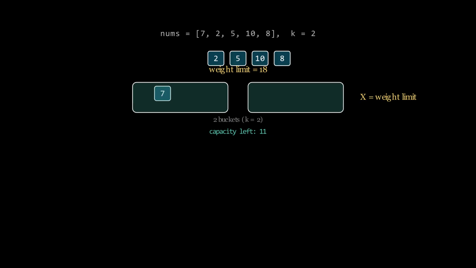Put 7 in the first bucket. Capacity was 18, now 18 minus 7 is 11. Put 2 in. Capacity 11 minus 2 is 9. Put 5 in. Capacity 9 minus 5 is 4. We can't fit 10, so start a new bucket.